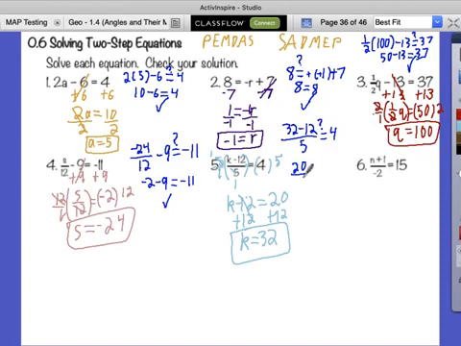Then we do the bottom. 20 divided by 5. Does 20 divided by 5 equal 4? Yep, it checks out. That means we did the right thing.